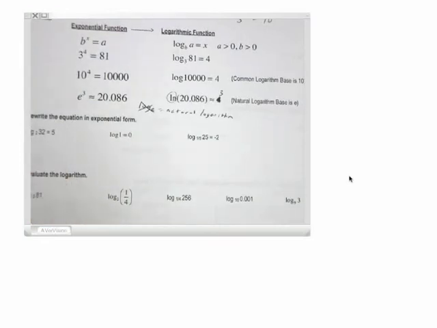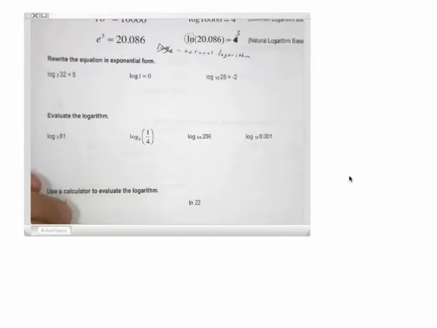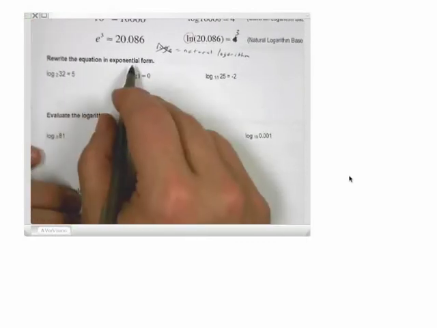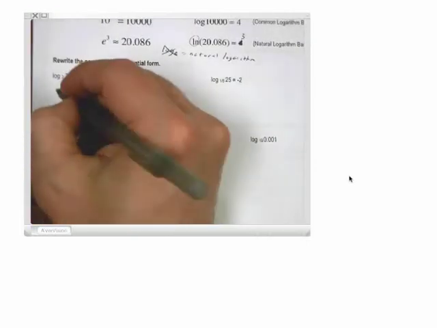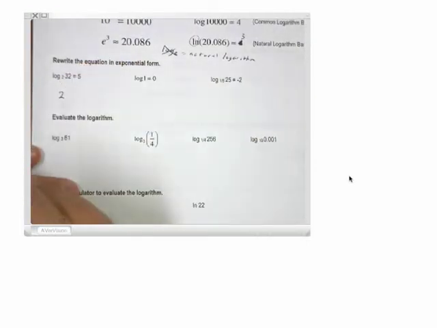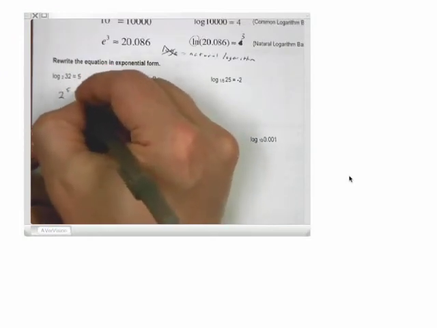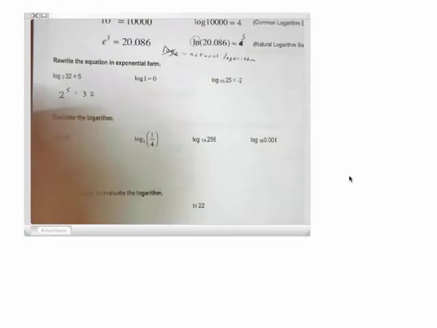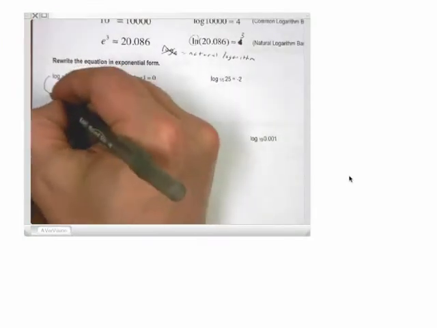3. Okay? All right, so part of what we're going to do is rewrite stuff in exponential form. So given a log equation, we're going to change it to exponential form. My base is 2, so that becomes the base of my exponential equation. 2 gets raised to the 5th power, and that's equal to 32. So that's how I change a log form to an exponential form.